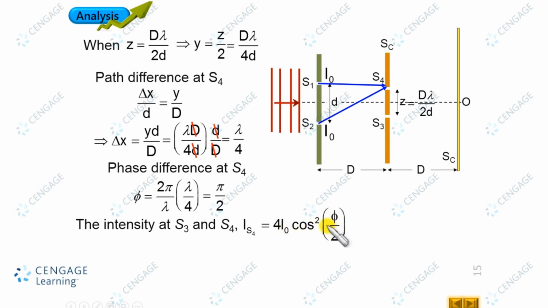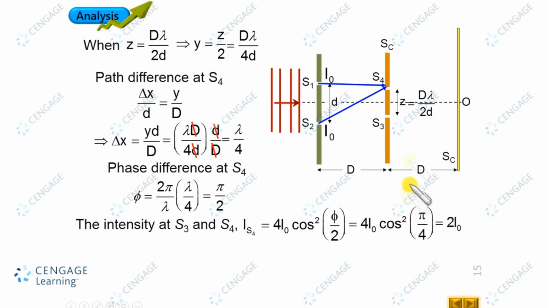Okay. Now we know the value of phi, that is pi by 2. If we substitute here, this is pi by 4. So here cos square pi by 4, and we know cos pi by 4 equals 1 by root 2, and the square of 1 by root 2 is equal to 1 by 2. So this is 4 I naught multiplied by 1 by 2, that is equal to 2 I naught.